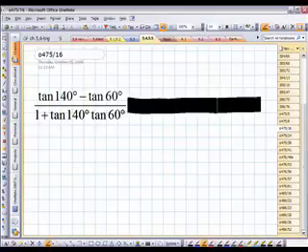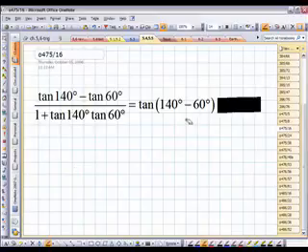Okay, the idea here is not expanding as we did a moment ago, but contracting. So when you look at this, you recognize it as a tan difference formula. So it's a matter of finding the right template. The template is tan difference, so this contracts to tan of 140 minus 60, and we can just leave it as tan 80.